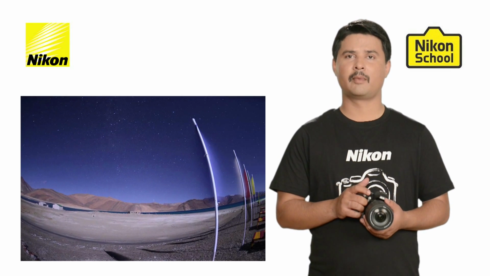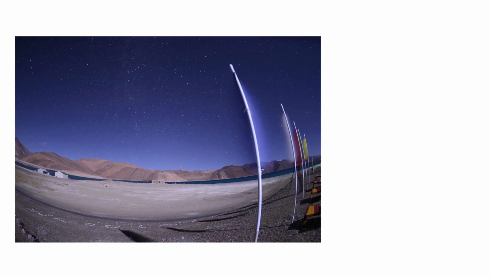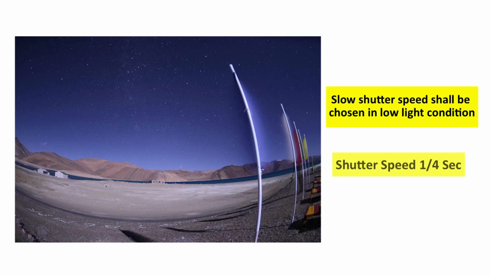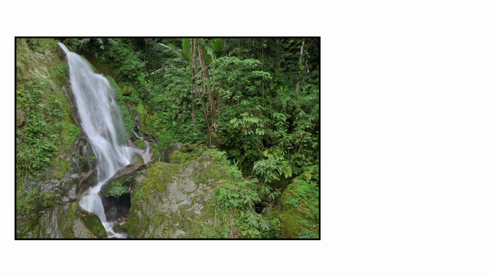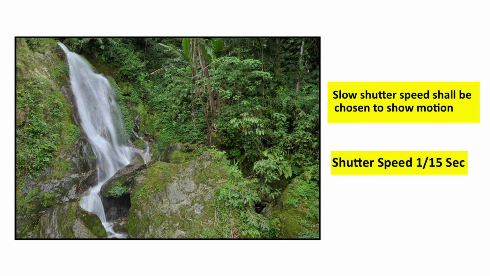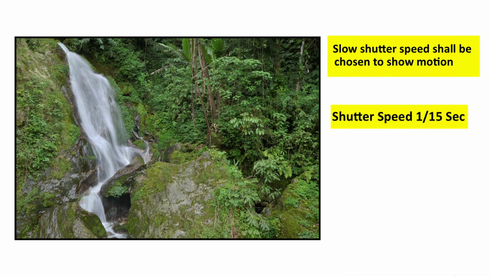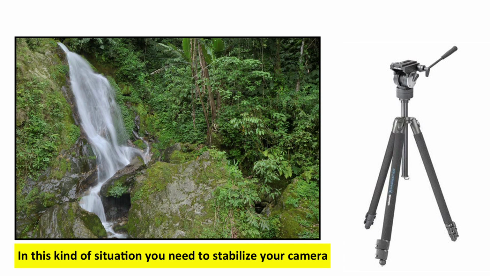Now, as you can see in the image, this image has been shot in a very low lighting situation. In this kind of situation, you need to expose the image sensor to light for a longer duration. Hence, we have chosen a very slow shutter speed of 4 seconds. Here is one more example of slow shutter speed. Now, in order to show a milky effect or a flowing effect on a waterfall, you need to use a slow shutter speed. Here we have used 1/15th of a second shutter speed to show this effect. Now, always remember, in this kind of situation, you need to stabilize your camera or mount it on a tripod in order to avoid image blur.